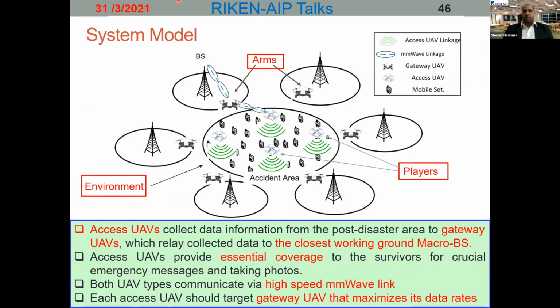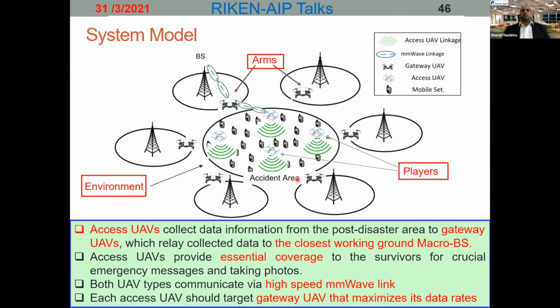Here is our system model. We have the disaster area where the ground station doesn't work, and we have access UAVs. These access UAVs each have a specific area to investigate for rescues, and gateway UAVs are on the borders of the disaster area. Every time, the access UAVs gather data and fly to the gateway UAV to send it the data, and then the gateway UAV will fly to the closest working base station to upload the information.